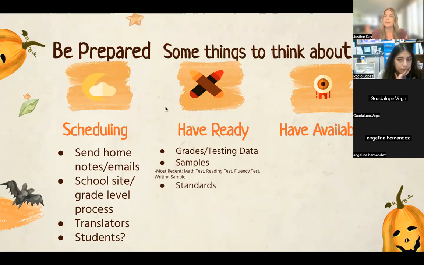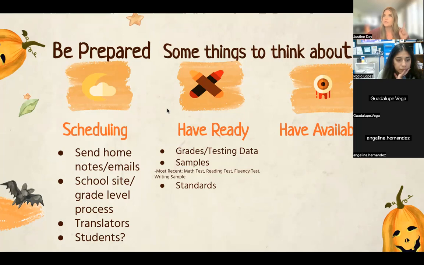Standards, I always like to have the standards there with me just in case the parents ask any questions about anything. I could reference that to them. I also made extra copies to give the parents a copy of the standards so that they know what the grade level standards are and what their students are working towards.